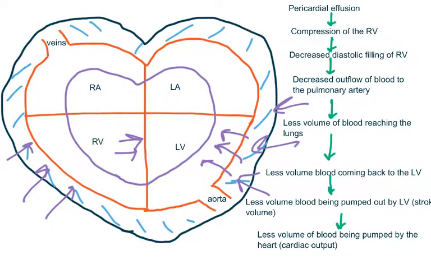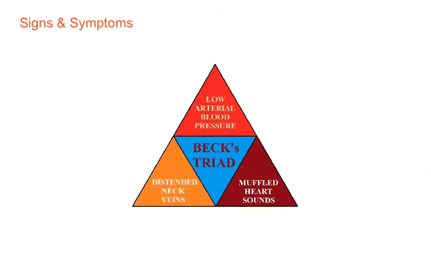So the heart will not be able to receive the blood from the veins normally, due to which the blood will backflow into the neck veins. So you will see that the neck veins are distended. Muffled or distant heart sounds is because there is a layer of fluid between the heart and chest wall, so heart sounds are softer when auscultated with a stethoscope.